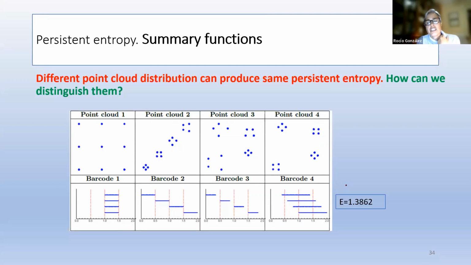One piece of bad news is that we can have very different point cloud distributions, but all of them can have the same persistent entropy, like in this case. So we have 4 very different point cloud distributions, and all of them have 4 bars in the barcode with the same length. So the entropy is always the log of the number of bars. So persistent entropy cannot distinguish these distributions of points in this case.